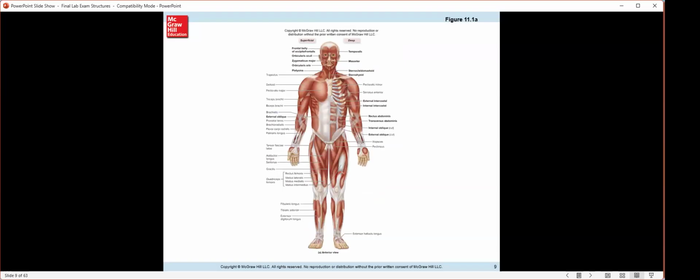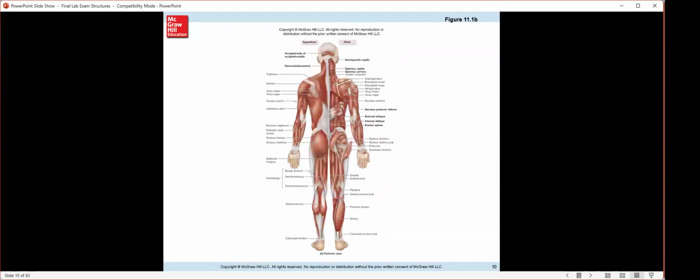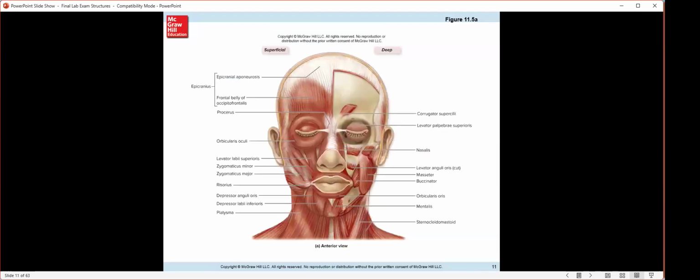We'll start with, you just have these overall pictures showing all the muscles in the body. This is just to help you orient yourself. We'll start in the head and neck. You have a total of 6 muscles listed that you need to know from the head and neck area listed on your guide.